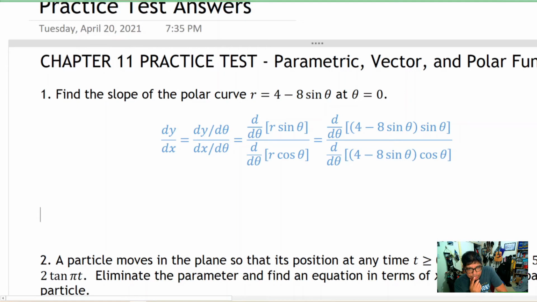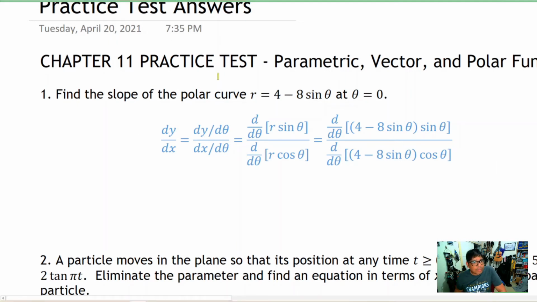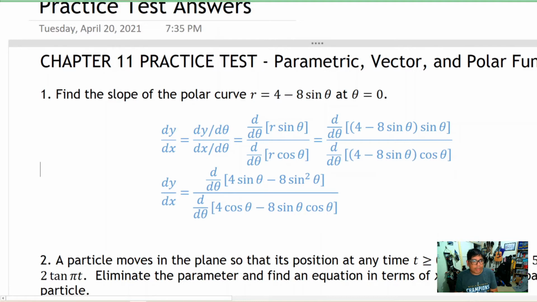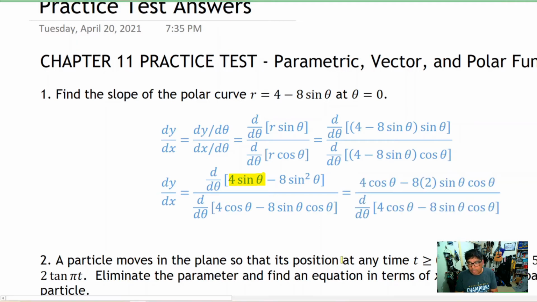The important thing to remember here is that we are going to leave this second sine theta, which is the same as this sine theta, and this second cosine theta, which is this cosine theta. So you can see clearly that all we've done is substitute for r. In this particular instance, I think it's a good idea to distribute the sine theta and cosine theta in the numerator and denominator. Now the derivative of 4 sine theta is 4 cosine theta.